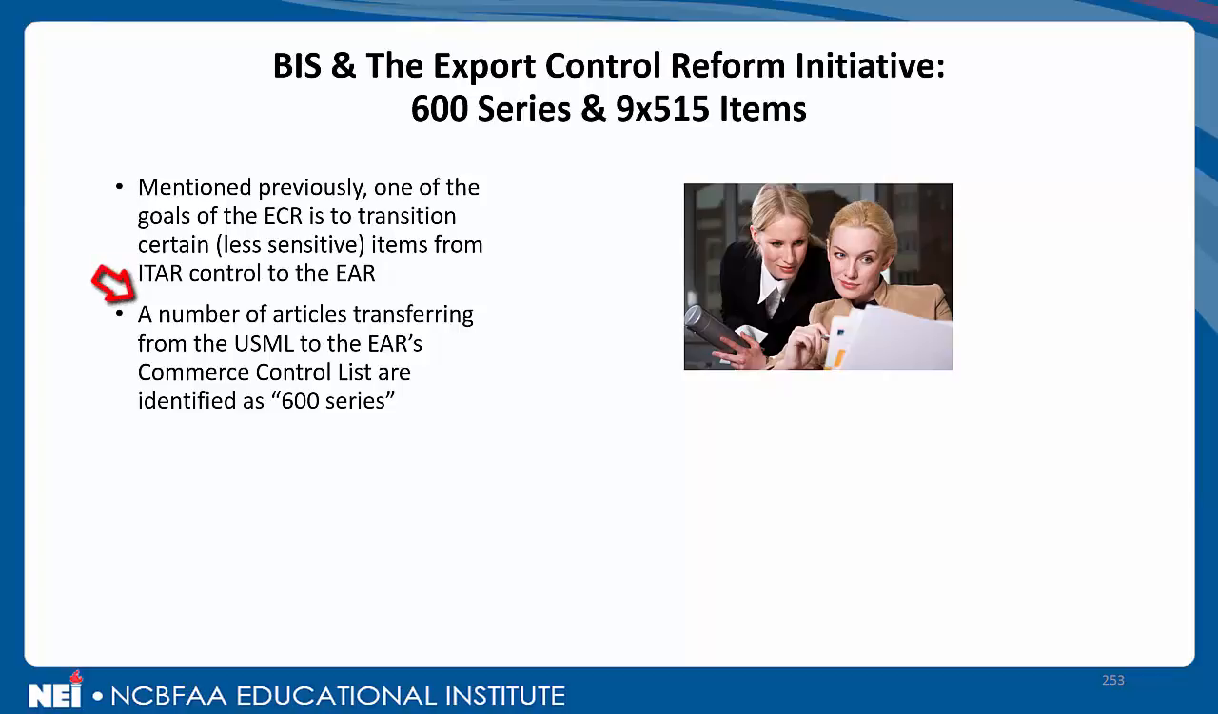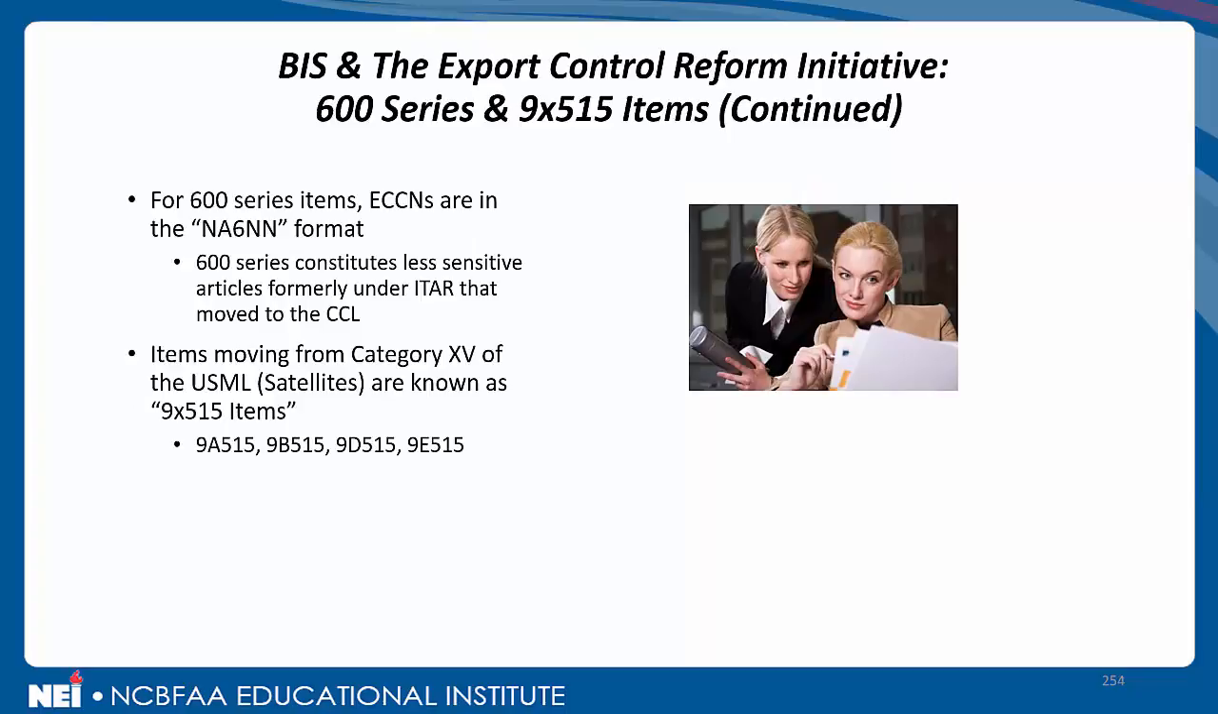In our second bullet point, a number of articles transferring from the USML to the EAR's Commerce Control List are identified as 600 series. For those 600 series items, the ECCNs are in what's called the NA6NN format. Alphanumeric format, as we've seen all along, we are really interested in that 6 in the middle there. And as our sub-bullet point notes, 600 series constitutes less sensitive articles formerly under ITAR that are moved to the CCL. Items moving from category 15 of the USML, which deals with satellites, are known as 9X515 items.